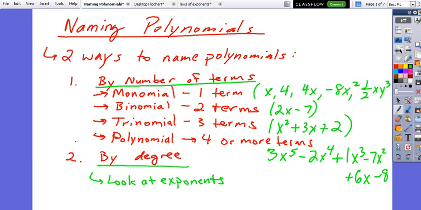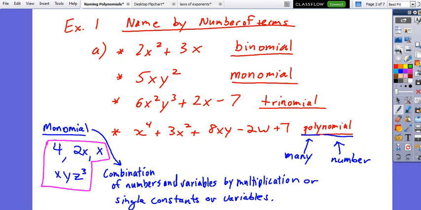Naming polynomials two ways, by number of terms and by degree. Now take a few minutes to copy this down. More examples of naming polynomials by the number of terms. Notice the definition of monomial.